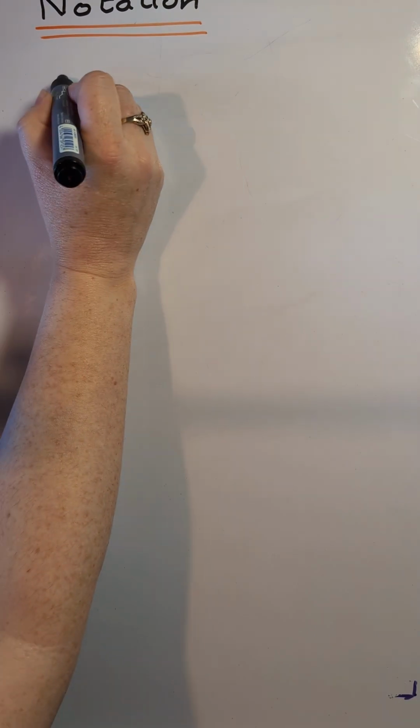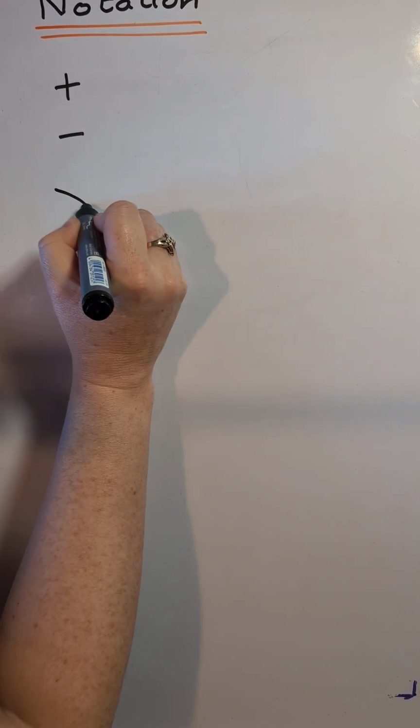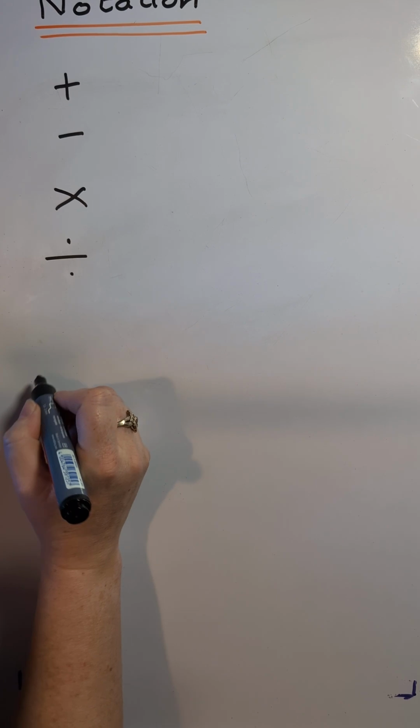In this video, we're going to look at basic number notation and different symbols that you should hopefully have come across and some you may not have. Let's start with basic notation. You should be used to the basic operators: plus, minus, times and divide.